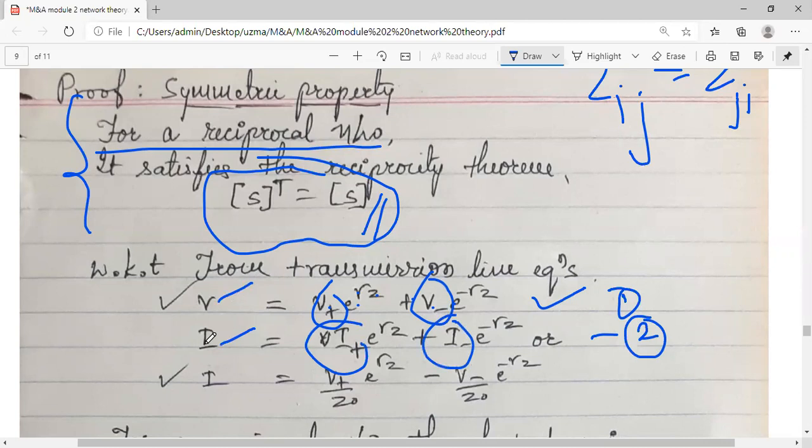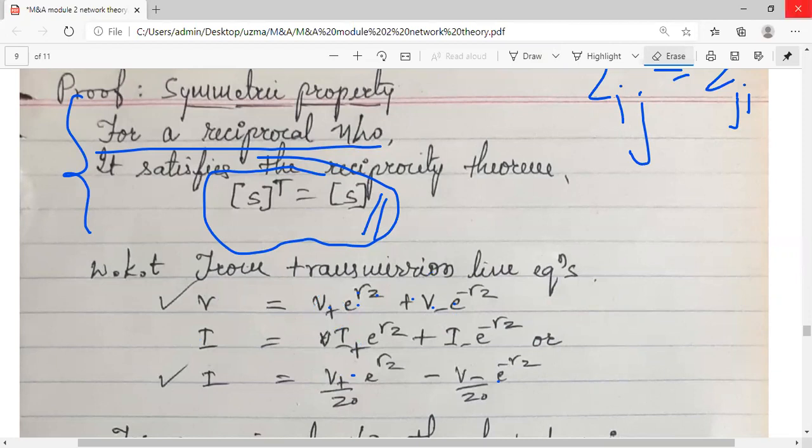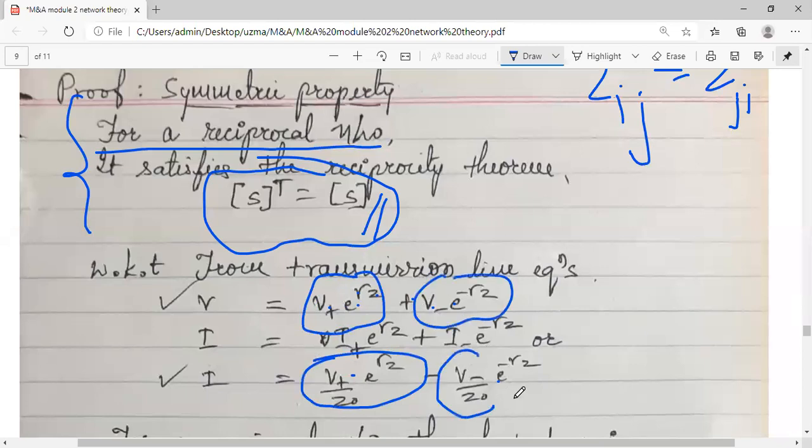So what we did was convert the I equation again in terms of V plus and V minus. From these 2 equations for V and I, which I have just check marked here, I'm considering them for my reference. You can see the first term represents your incident wave and the second term represents your reflected wave.